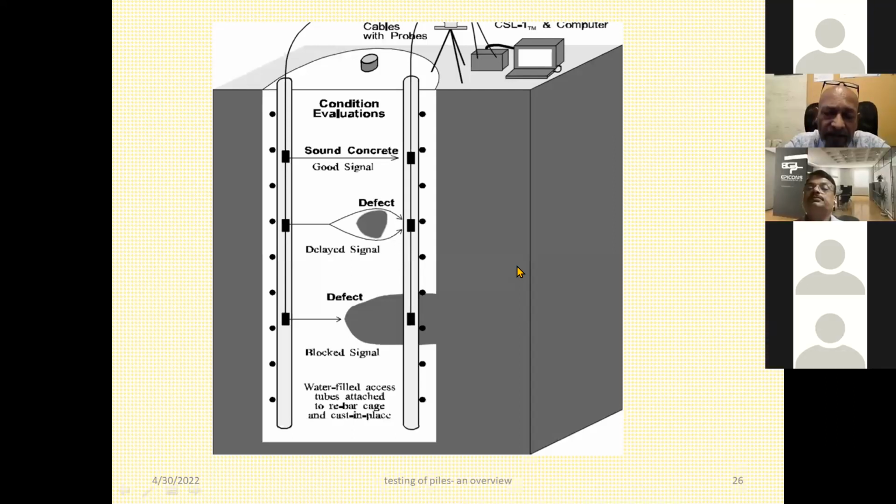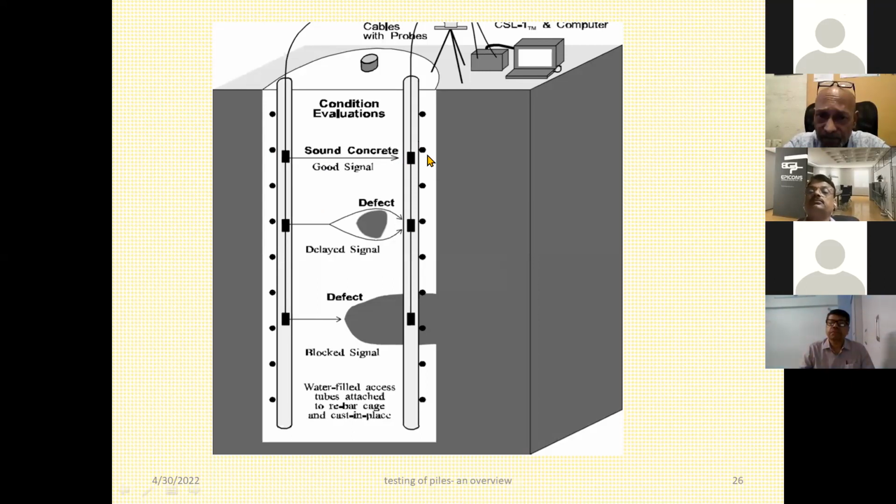Okay. So you can see in this sketch that there is a transmitter here, and a receiver here, and then there is another receiver here. Transmitter and receivers are both lowered in the pile shaft at the same level. The receiver detects the time taken for the sound wave to travel from the transmitter to the receiver, and that is transformed in terms of soundness of concrete.